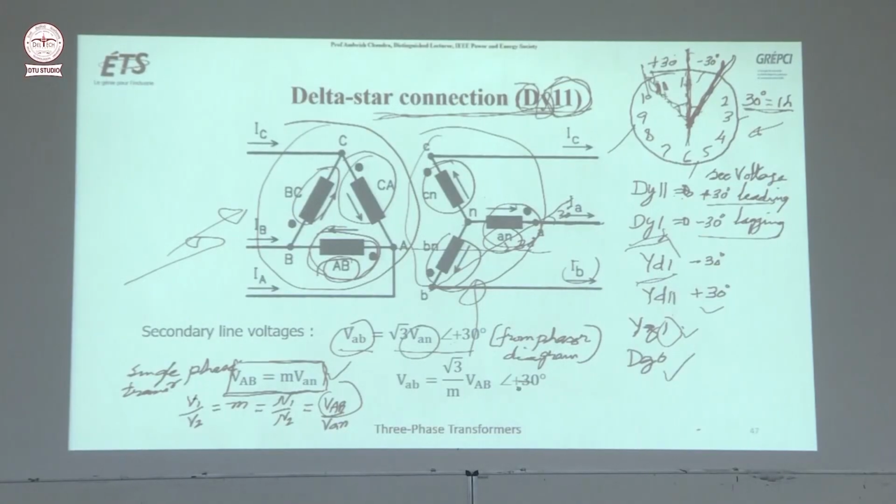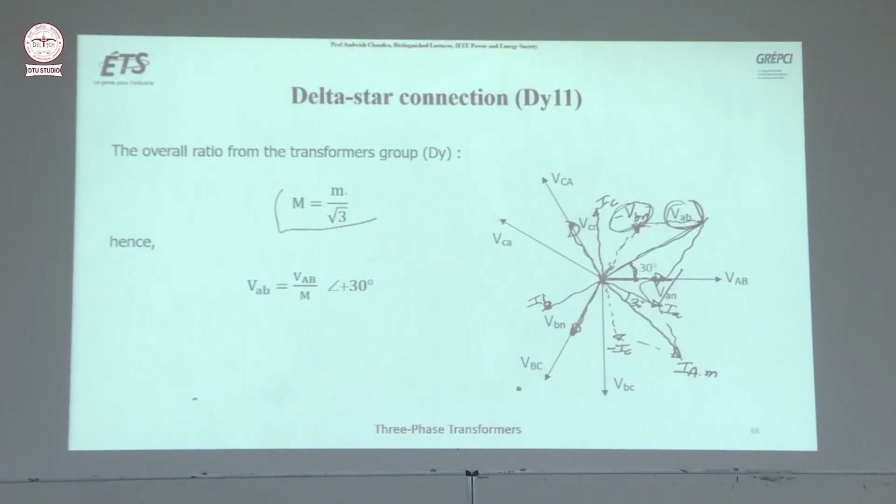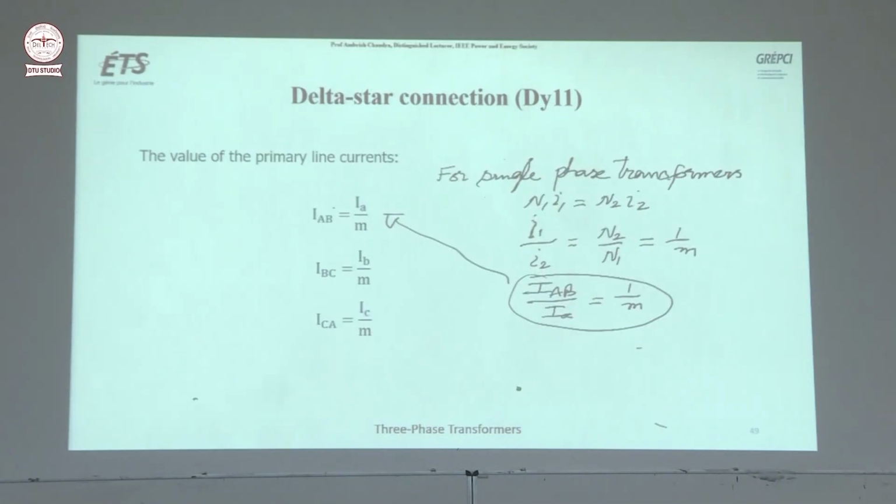This is VAB, this is VAN plus 30 degrees, and you simplify, you put this value here. So finally it will give you, m is the transformation ratio, right? And if you say capital M is equal to m by root 3, this is the global group transformation ratio. So you can write this. And for the primary, we know already in a single-phase transformer, N1 I1 is equal to N2 I2.